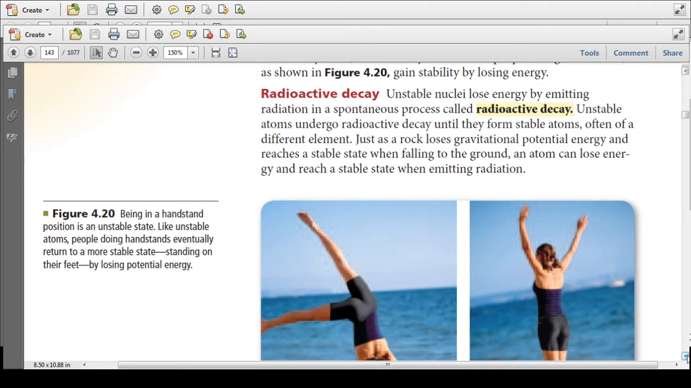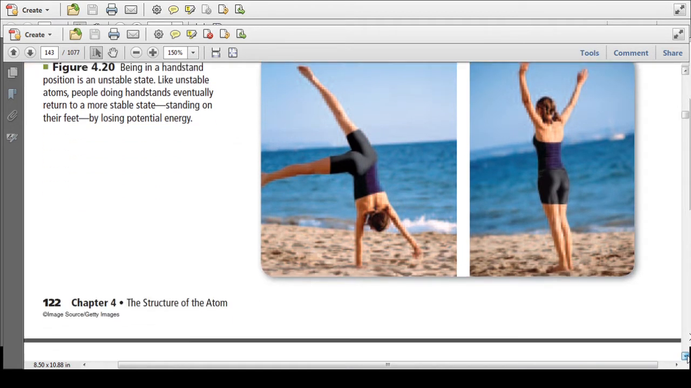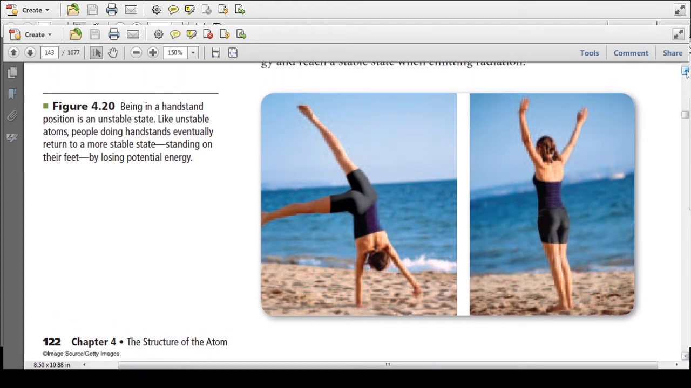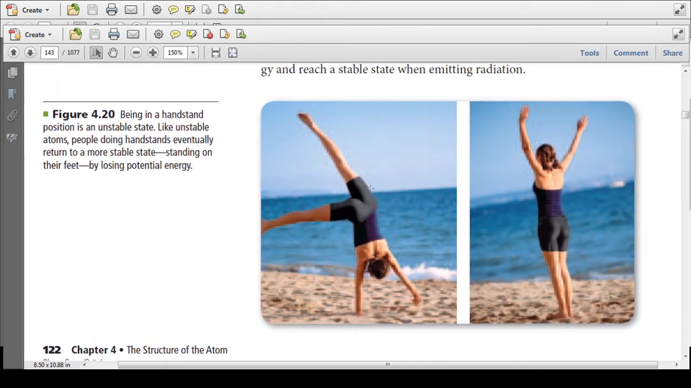Just as a rock loses gravitational potential energy and reaches a stable state when falling to the ground, an atom can lose energy and reach a stable state by emitting radiation. We can think of a radioactive atom as a person doing a handstand. Standing on your hands won't last very long. Naturally, you're going to want to find stability. To find that stability, your feet are going to come back to earth, and you're going to take a new form.